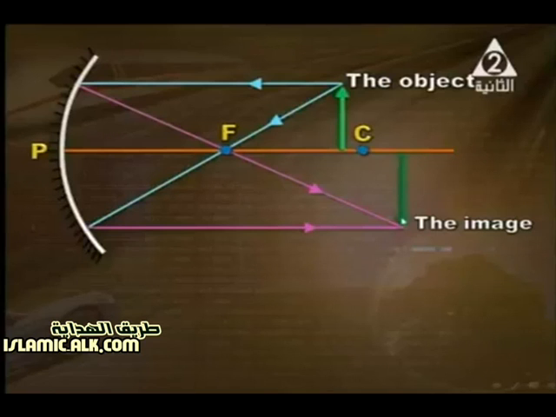The image properties: it is inverted. We find it bigger than the object, or magnified. Real. Why real? Because the point is formed at the intersection of the two reflected light rays.